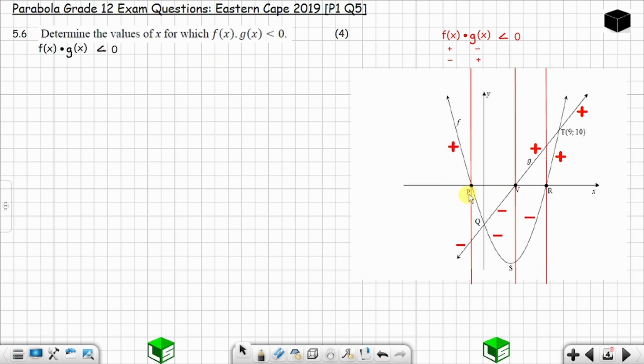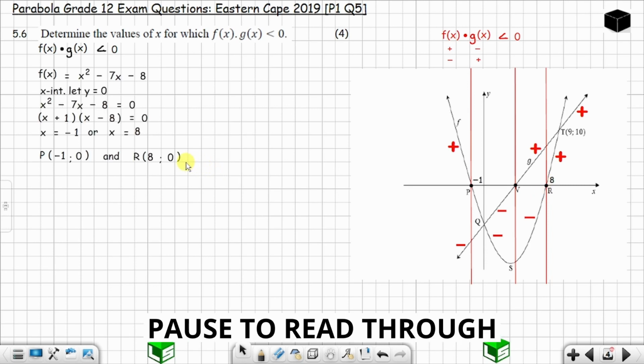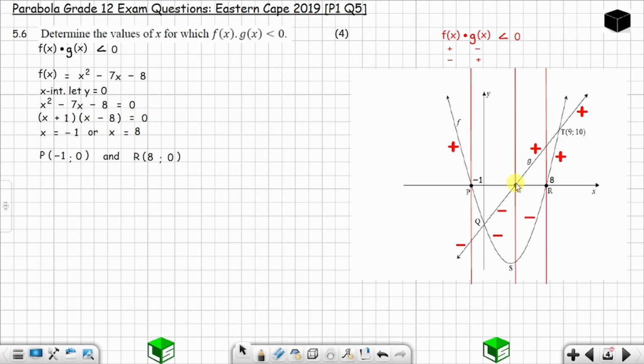So let's get the coordinates of P, V, and R. To get the coordinates of P and R, you can see P and R are the x-intercepts of f, right? So let's get the x-intercepts of f. Now you need the coordinates of the point V. You can see V is the x-intercept of g. Okay, let's get the x-intercept of g, which is V.